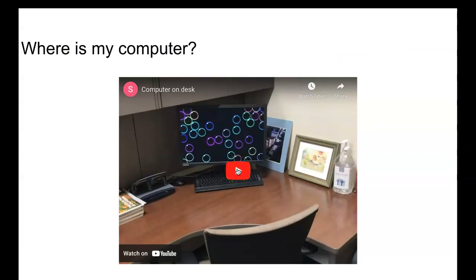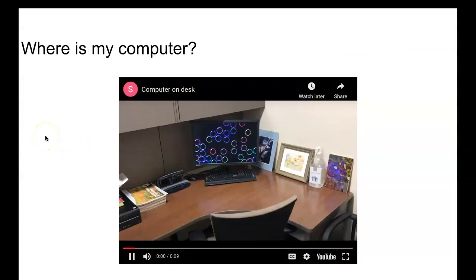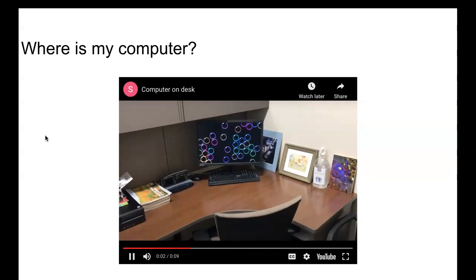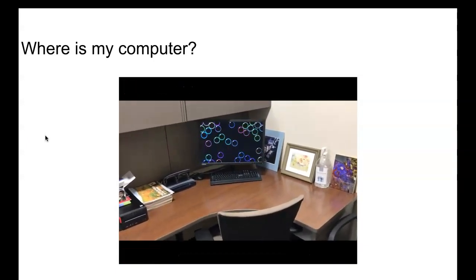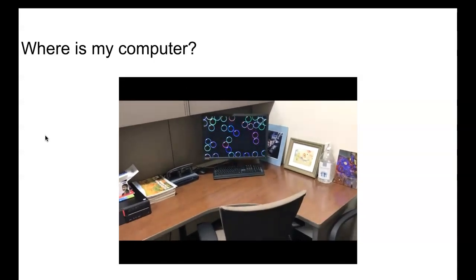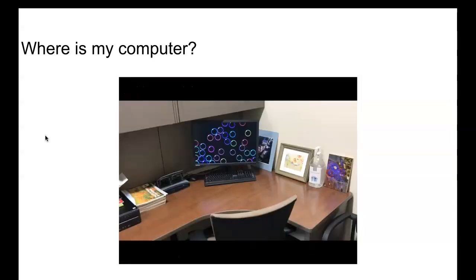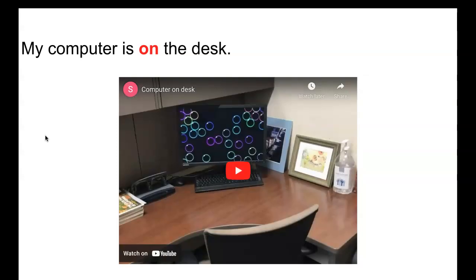Where is my computer? Here is my desk. Where is my computer? Look at the sentence. My computer is on the desk.